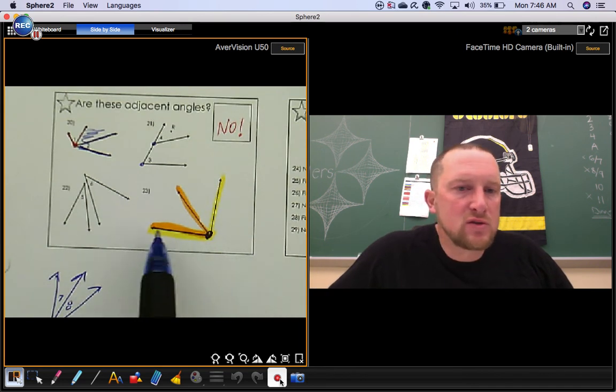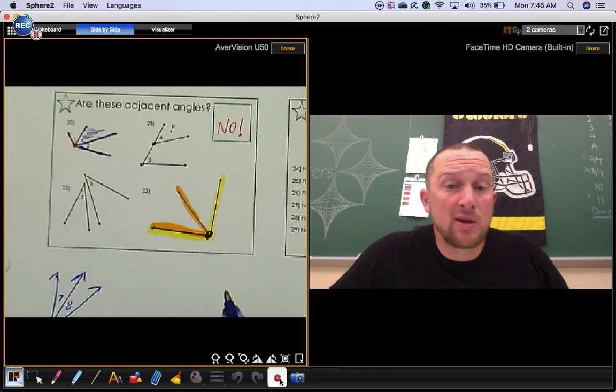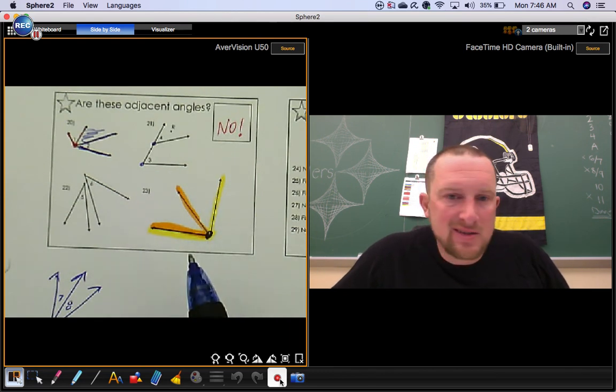So the first two steps on your checklist are complete. The only problem is they overlap. The orange angle is completely inside the yellow angle. These are not adjacent angles.